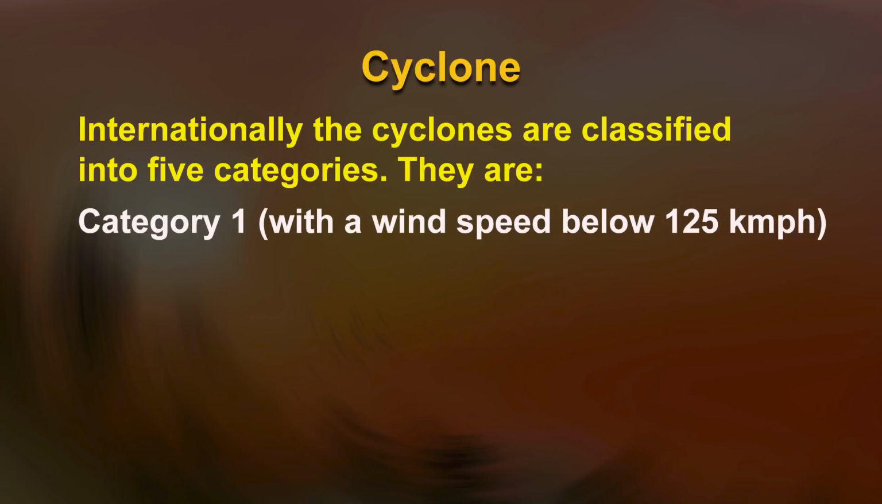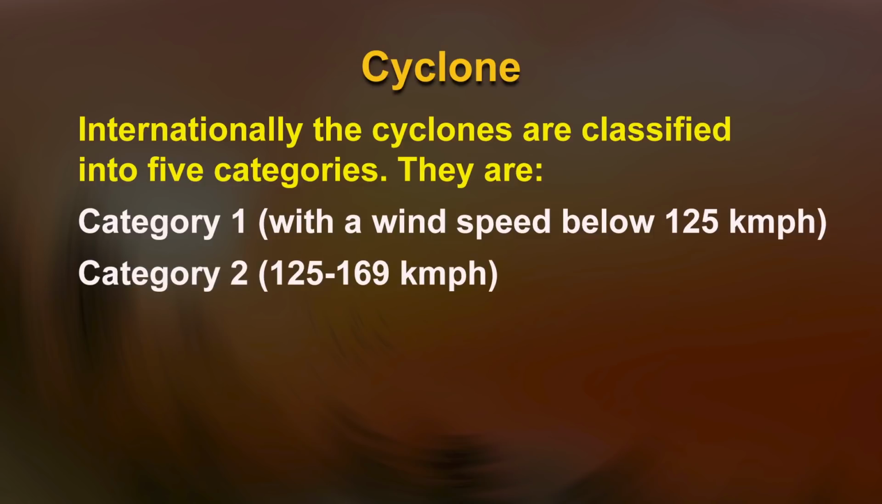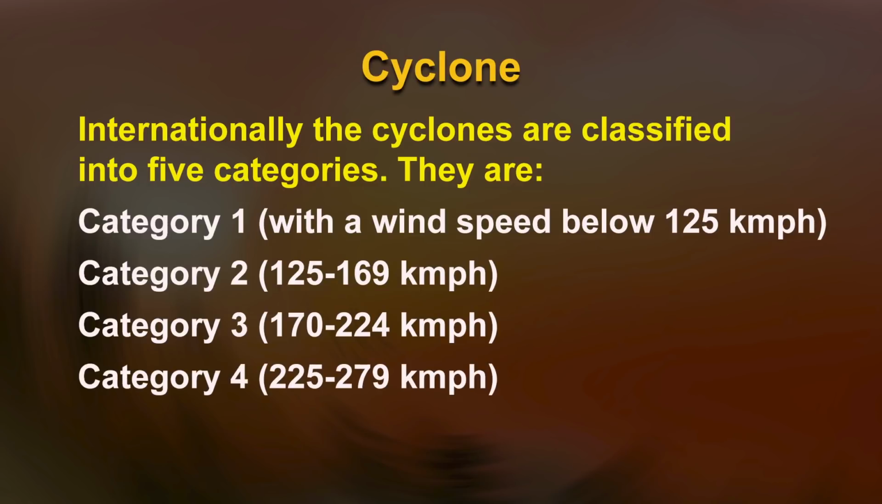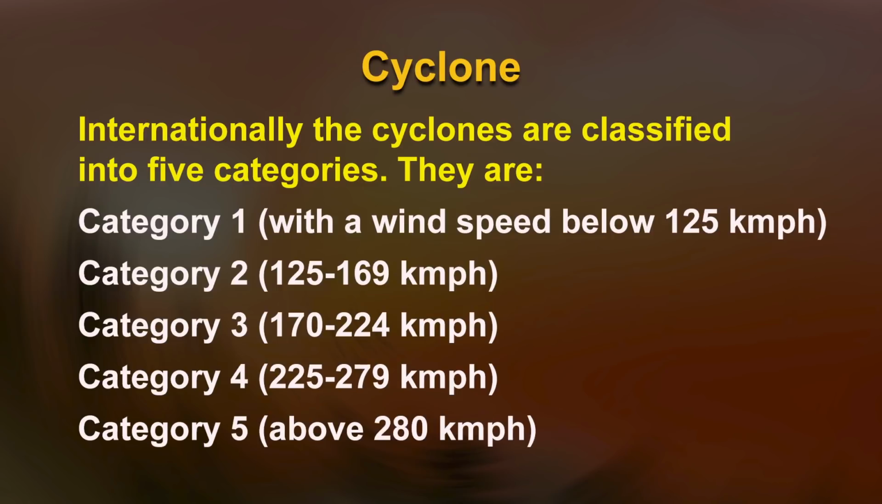They are category 1 with a wind speed below 125 km per hour, category 2 125 to 169 km per hour, category 3 170 to 224 km per hour, category 4 225 to 279 km per hour, and category 5 is above 280 km per hour.